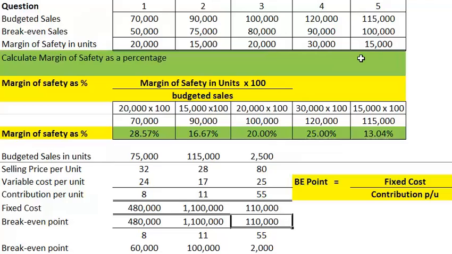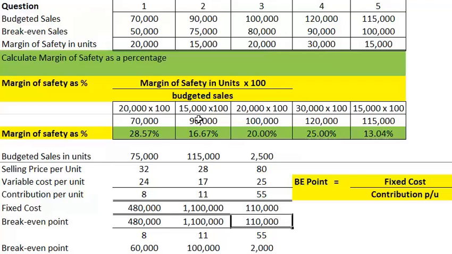In order to calculate it in percentage, we have a formula in front of us. Margin of safety in unit divided by budgeted sales multiplied by 100. As you can see, our margin of safety in question 1 is 20,000 units. We will divide it by 70,000 budgeted sales and we will multiply by 100. You can see margin of safety as percentage is 28.57.